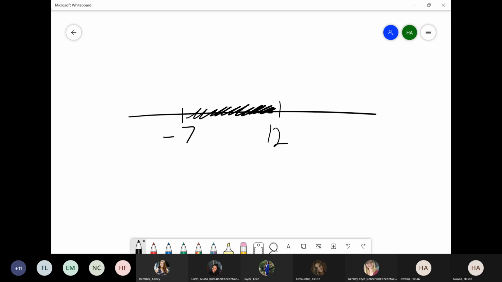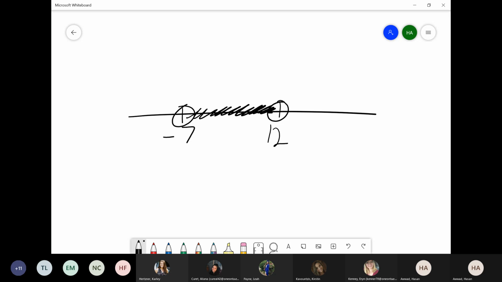We know that we're talking about the numbers between -7 and 12. We also know that we're not including the endpoints. Remember, when we're not including the endpoints, that means you're using parentheses or open circles. So in this case, we're going to be using open circles.